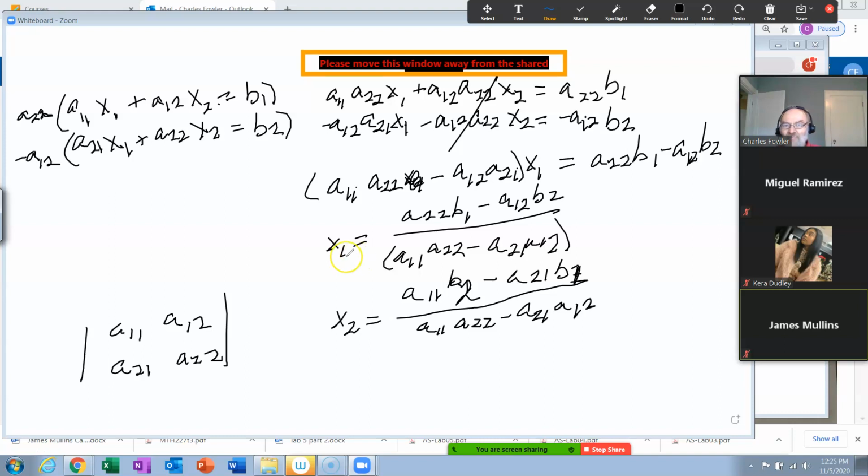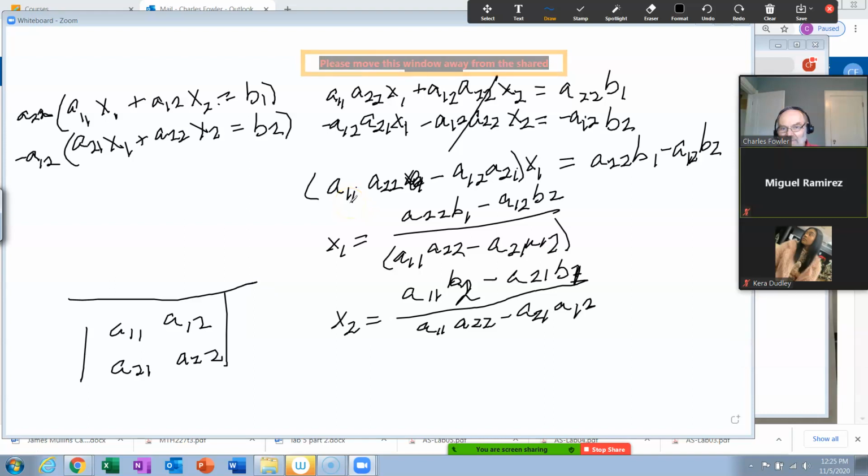Okay, what happens about that extra 1 though? Well, notice what it is. Since we made that into a determinant, this one would be the determinant of B1, B2, writing it that way, A12, A22. Because look at that: A22 B1 minus A12 B2. Okay, that's your x sub 1.